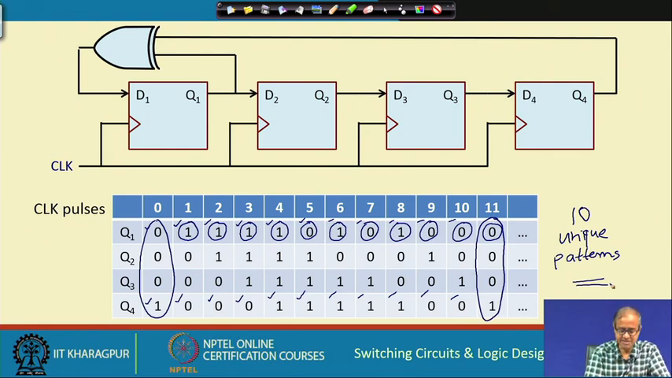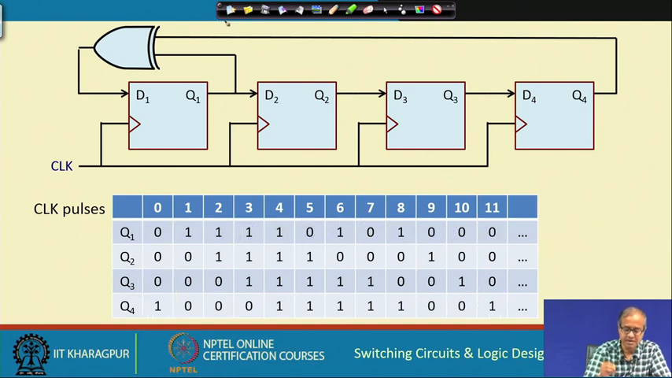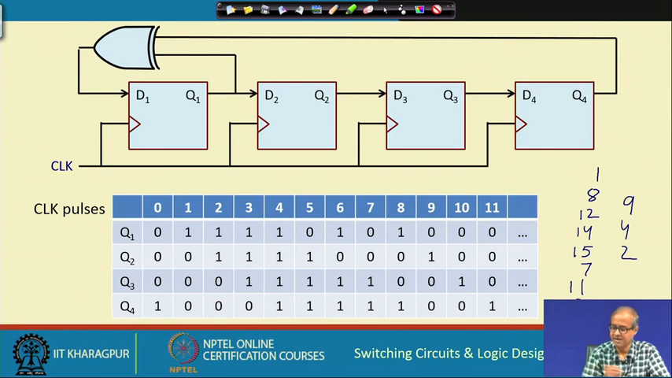Now, one property of this LFSR is that the patterns which are generated bear good randomness properties. For instance, if you treat this 4 bit output of this LFSR as a binary number and look at the decimal equivalence, for example, 0001 means 1, 1000 means 8, 1100 means 12, 1110 is 14, 1111 is 15, 0111 is 7, 1011 is 11, this is 3, then 1001 is 9, then 4, then 2. You see these numbers are very random.